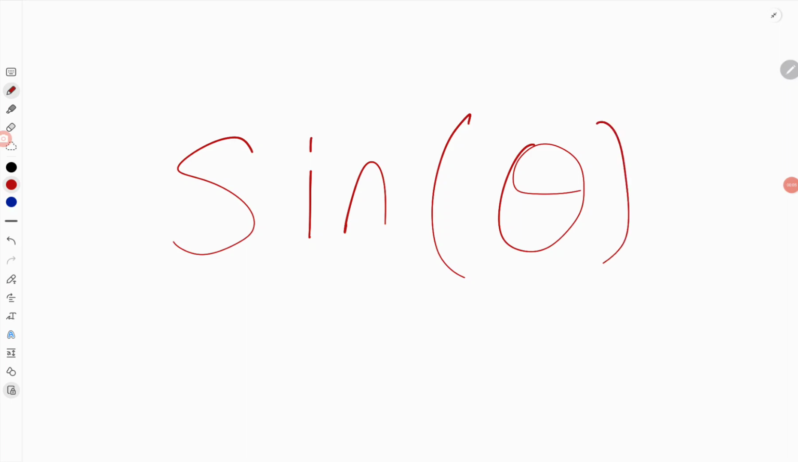Okay, so let's answer a question about the sine function. Is it even or is it odd? So sine of theta. Remember, this is the Greek letter theta. So how do we answer? I'll give you the unit circle approach for it, and as an example of how to think about this.